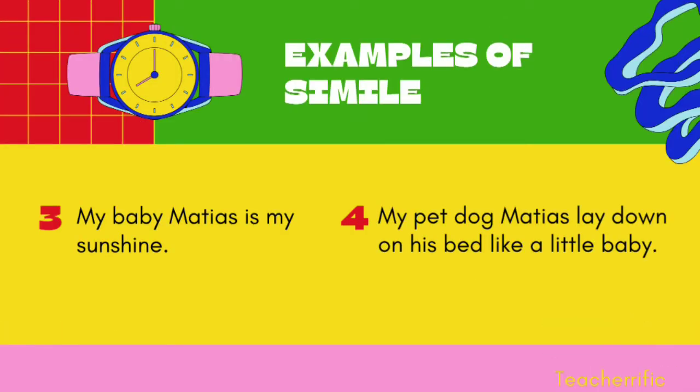Did you understand what a simile is? Okay, now let's have more examples. My baby Matias is like my sunshine. Matias is being compared to a sunshine. My pet dog Matias lay down on his bed like a little baby. The pet dog is being compared to a little baby.